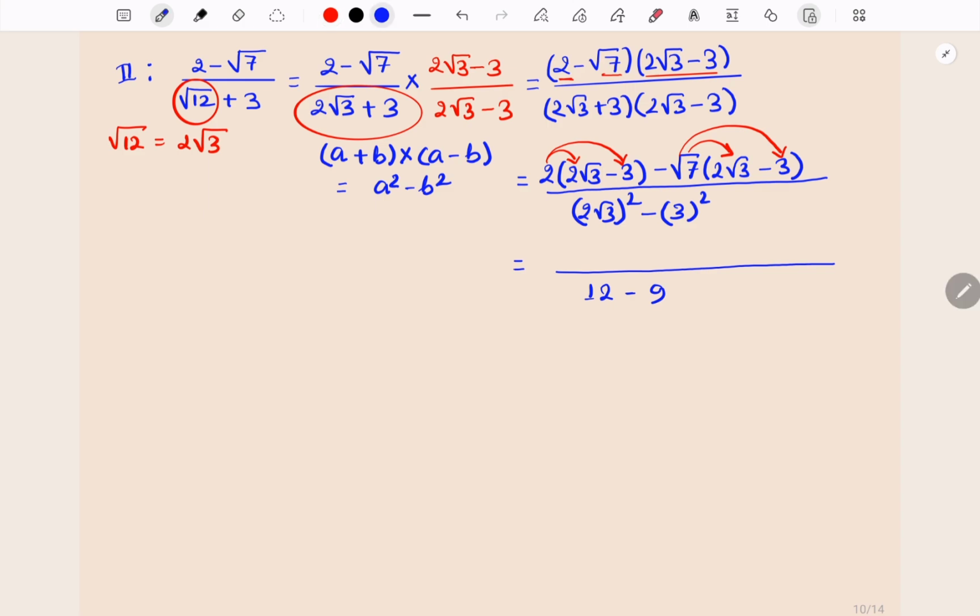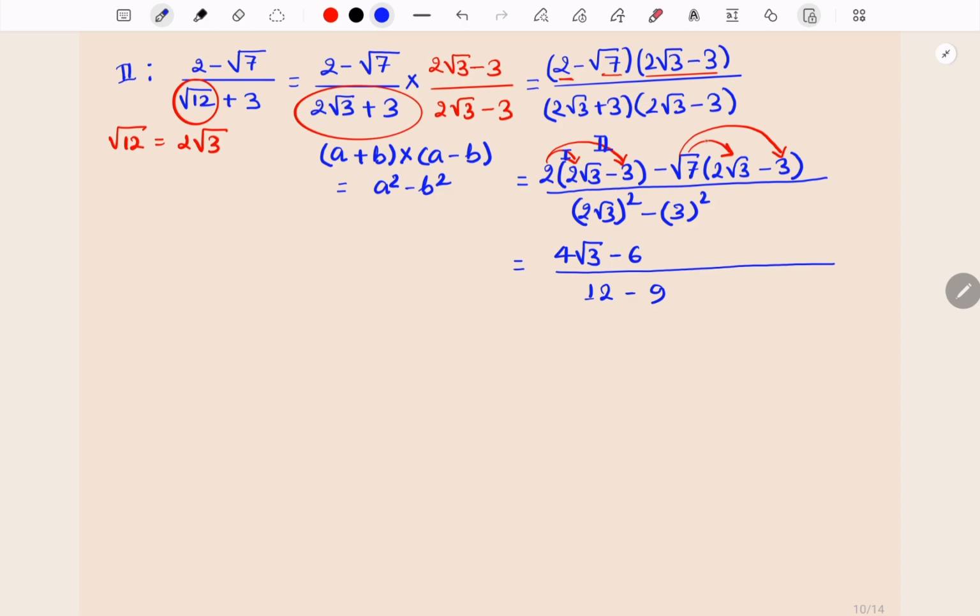The first multiplication is 2 multiplied by 2 root 3. 2 multiplied by 2 root 3 is 4 root 3. Again, we have 2 multiplied by negative 3. The second multiplication, 2 multiplied by negative 3, is negative 6.